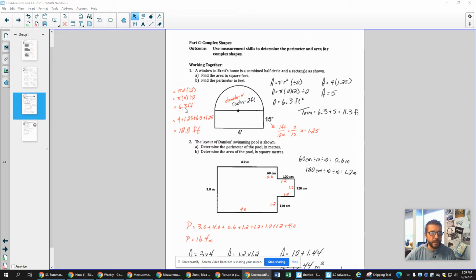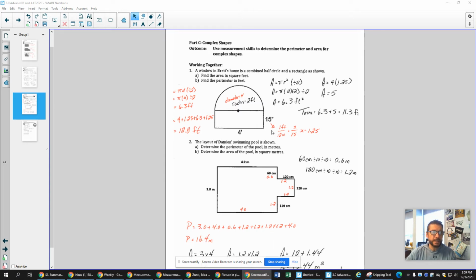Now, don't get confused by this. 6.3 feet is the distance around the circle. This 6.3 is squares inside the circle. So again, when you do the activity about the difference between area and perimeter, outside edge versus inside number of squares, it just happens that the numbers are the same, but the units are very different.